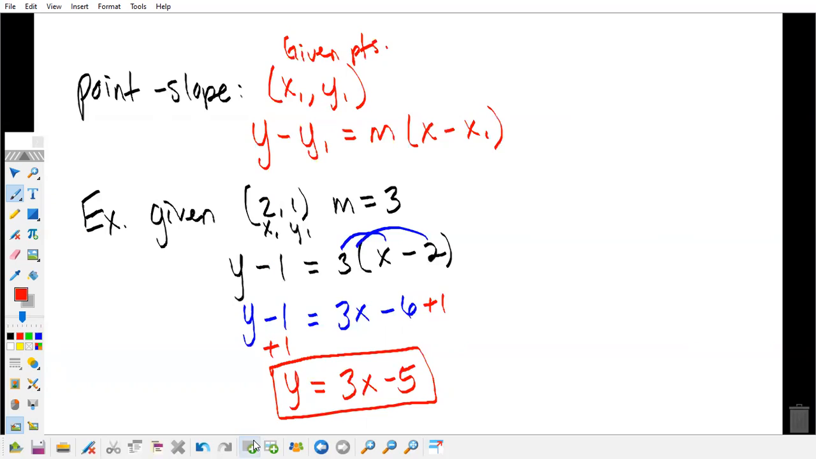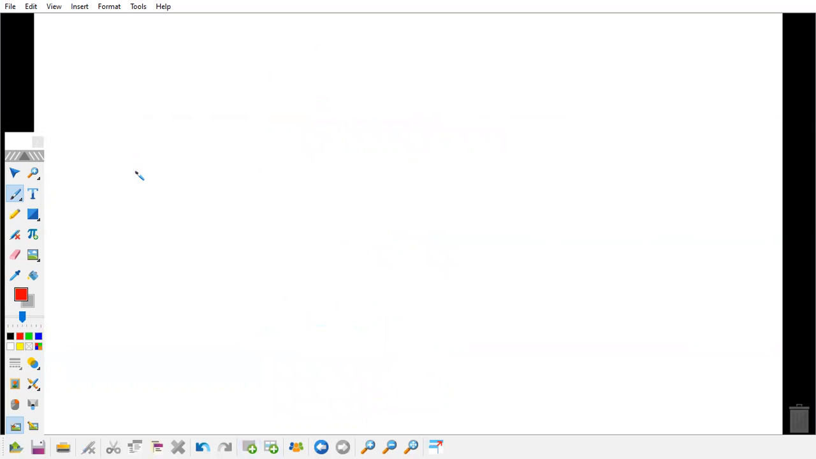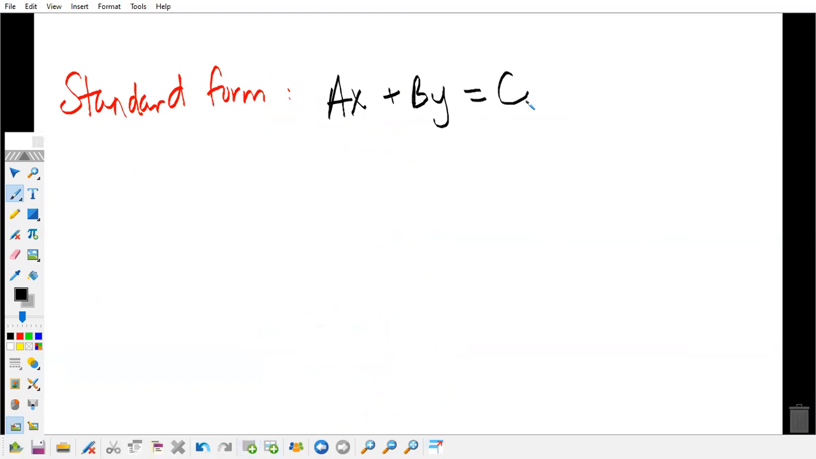Anyone remember the next form of a linear equation? Rate of change is your slope. Standard. Okay, we have standard form. And your standard is Ax plus By equals C. So that's our standard form.